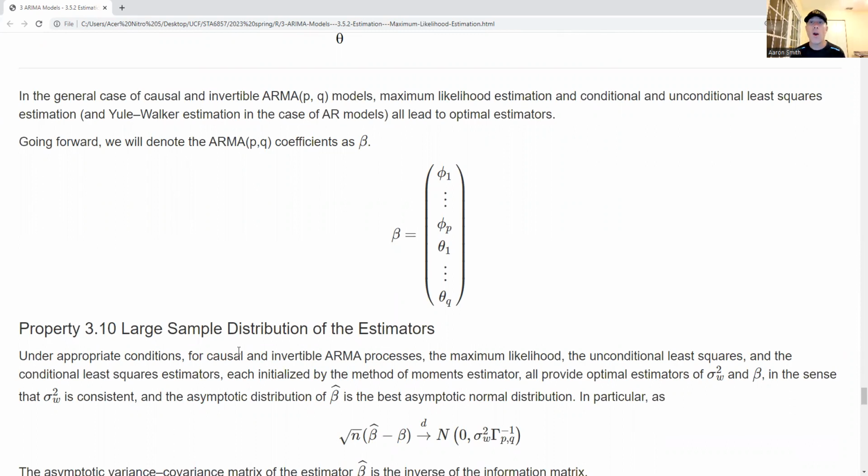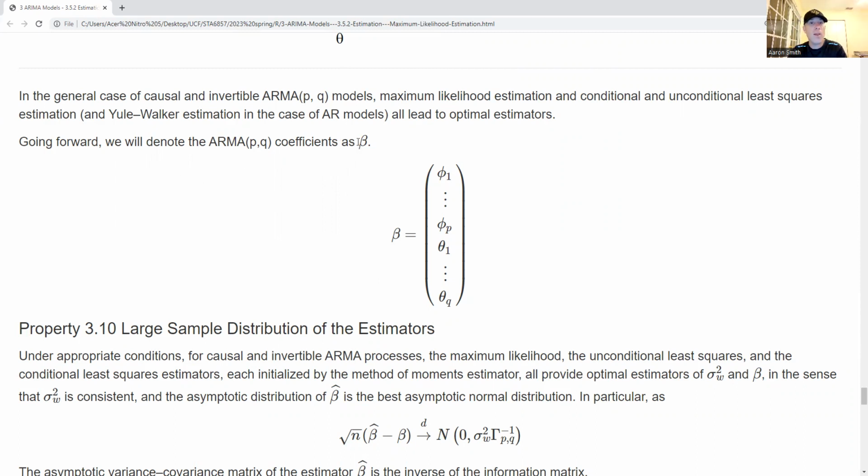All right, so now we want to look at the general case of causal invertible ARMA, autoregressive moving average, models. Maximum likelihood estimation, conditional and unconditional least squares estimates, and Yule-Walker estimations for pure AR models all lead to optimal estimators. So this is good. We're not going to prove this; if we were doing a pure proof course, we would dig into this. What this tells us is that it's a good idea to use these techniques.